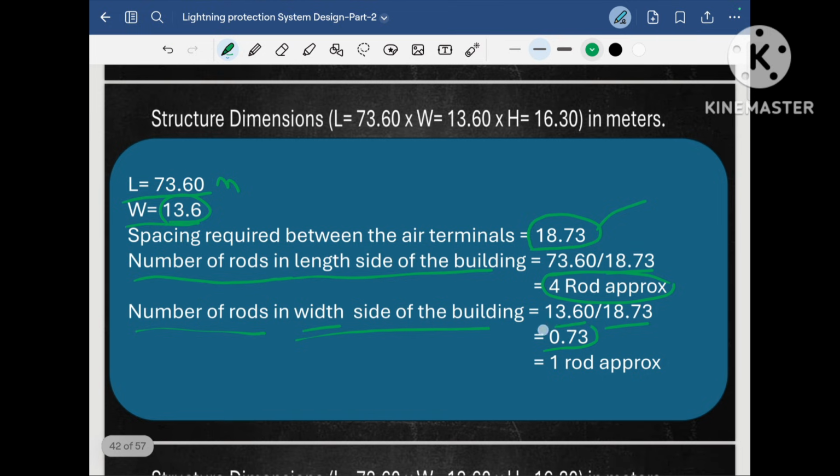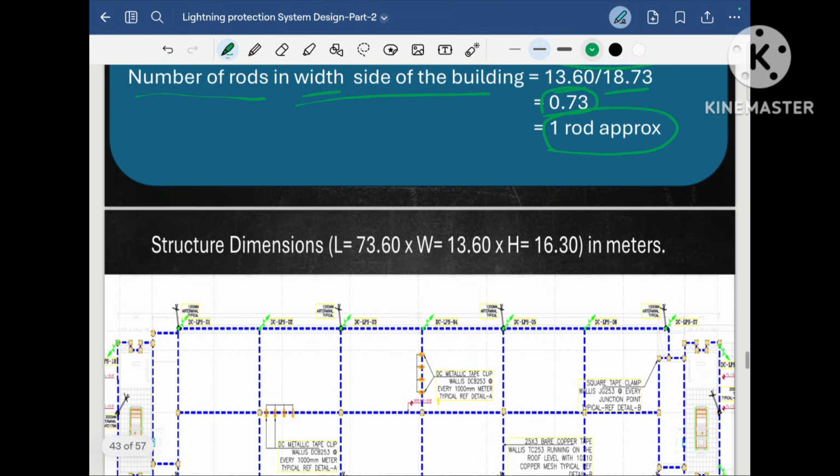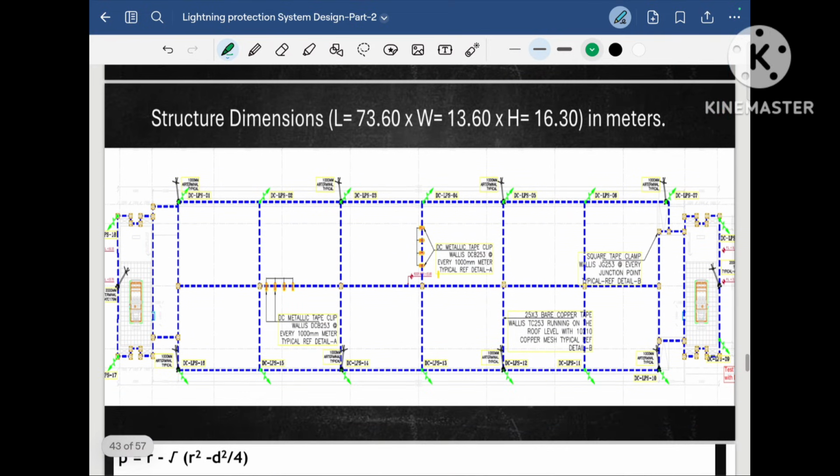So it came as 0.73. So we can say approximately 1 rod is required along the width of our project. So here is our project. This is the length of our project, 73.6, and this is the width of our project, that is 13.6.